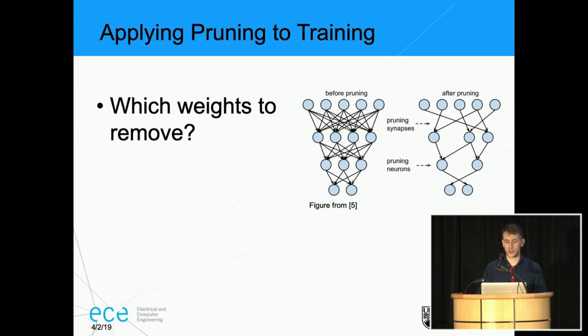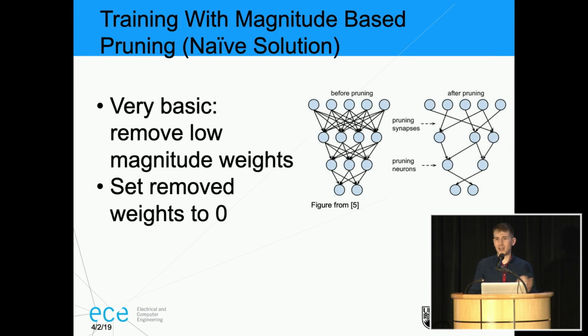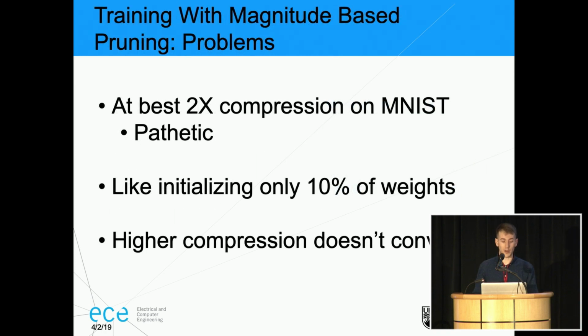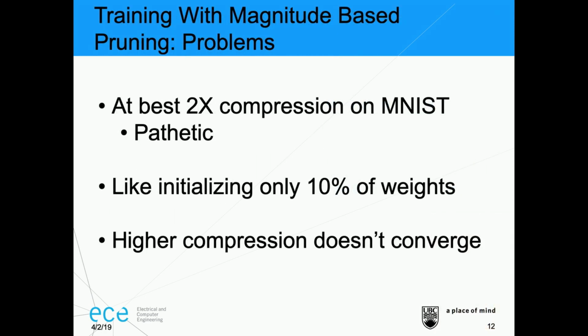So we went and looked at the literature and said, well, why don't we try magnitude-based pruning? It's the simplest technique. It's really easy to apply. And it's very basic. You just remove the low magnitude weights and set the removed weights to 0. So we tried this. We applied it from the very first iteration of training. And as you can imagine, this didn't work very well. We only got a 2x weight reduction on MNIST, which, of course, everyone knows is not very good.